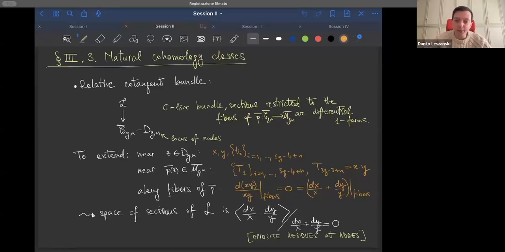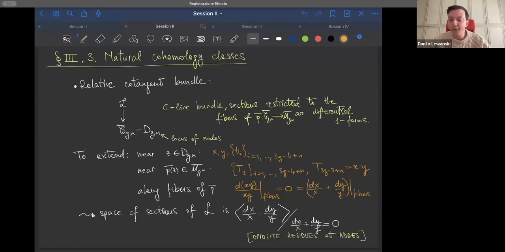And what you can do is take the equation x times y equal to one of these parameters, and you have several of them. And along the fibers, what you have is that the differential d(xy) divided by xy restricted to the fibers should be 0. But this is also dx over x plus dy over y restricted to the fibers. And that tells you that if you take the residue of dx over x, you'll get 1, and if you take the residue of dy over y, you'll get 1. But because the sum has to be 0, it means that one needs to be the opposite of the other.